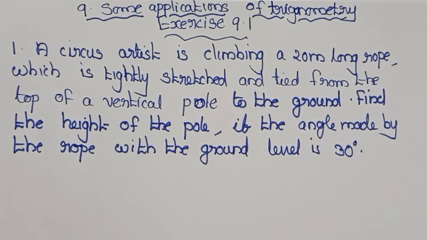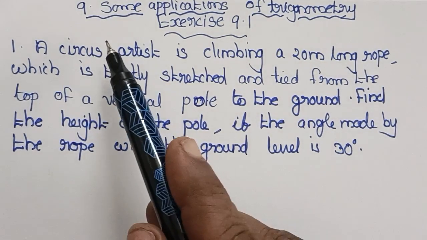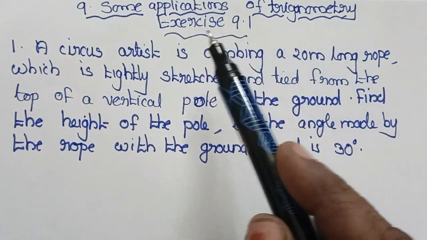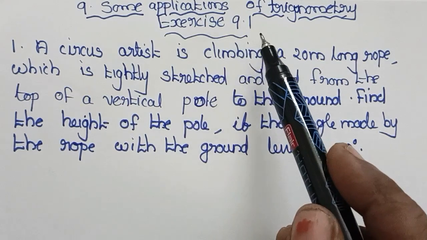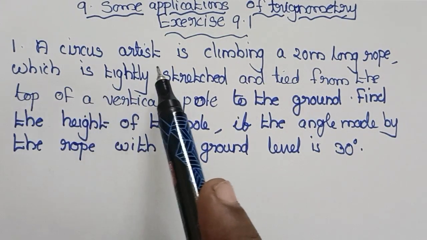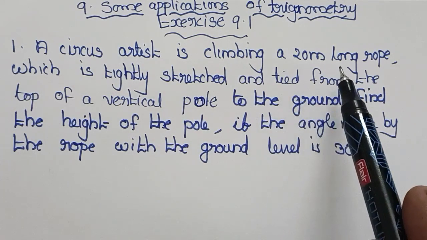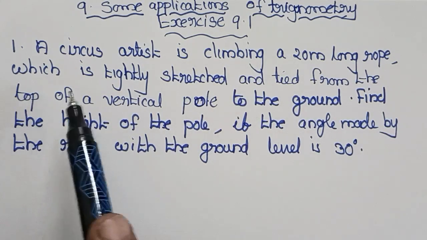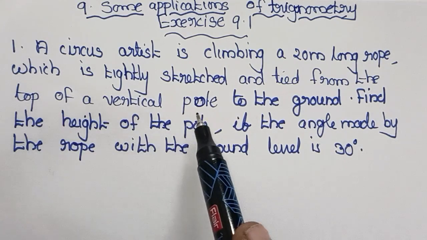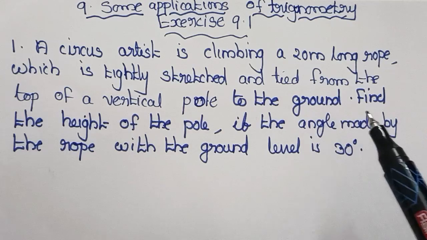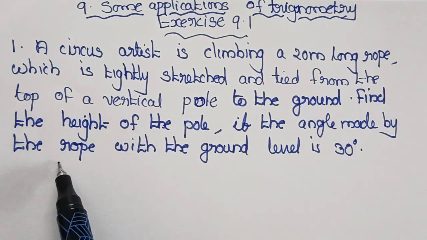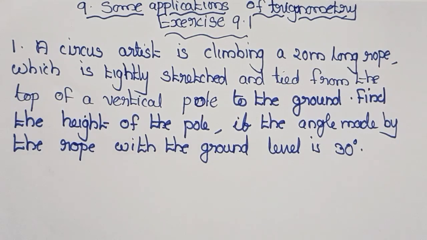Hello students, today we are going to study ninth lesson, ninth chapter, that is some applications of trigonometry, exercise 9.1. First question: a circus artist is climbing a 20-meter long rope which is tightly stretched and tied from the top of a vertical pole to the ground. Find the height of the pole if the angle made by the rope with the ground level is 30 degree.